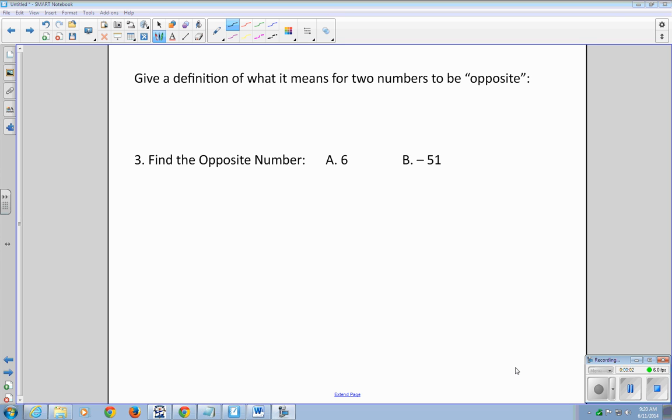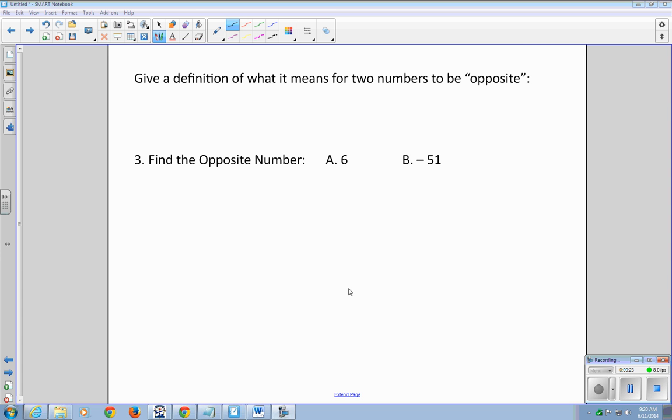Hello again. We're continuing our discussion of Chapter 1, Section 1. And the first question that we might ask in this second part is, let's give a definition of what it means for two numbers to be opposite. What do we mean by the word opposite in mathematics? We do have to be very careful with the way that we use words.